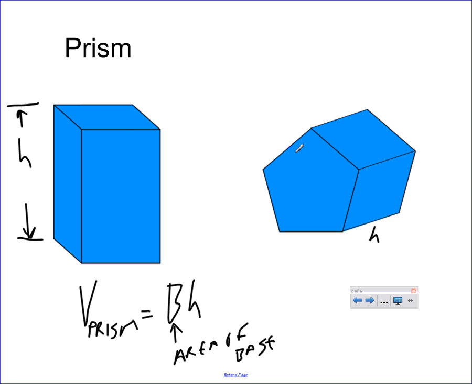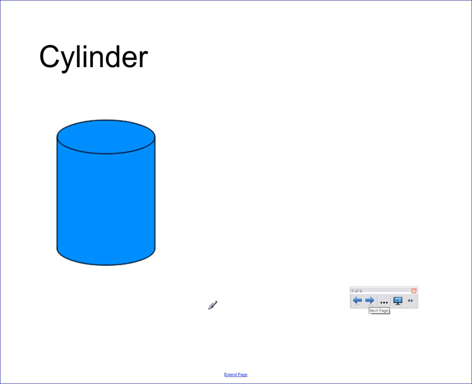So it's like taking a bunch of pentagons, stacking them all together, and turning it into a three-dimensional object. That's what we're talking about: the area of the base multiplied by the height, or the thickness of our object. Okay, a cylinder. In this case, the base is a circle, right? And so for a cylinder, if we follow the same format, it's again the area of the base times the height.